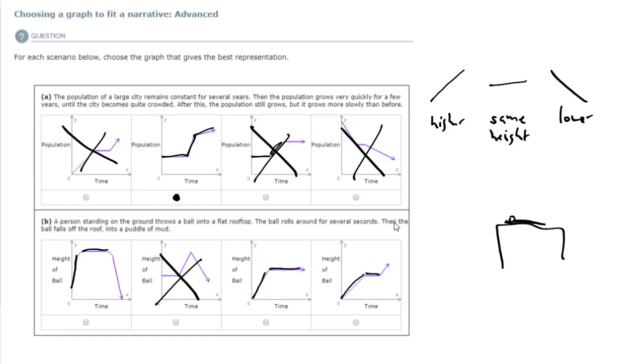Now the next sentence says, then the ball falls off the roof. So if the ball falls off the roof, that means that the height is going to get lower. So I should see the next part decreasing. If I look at this graph, it's still going in the same direction, so it can't be that one. This one is going higher, so it cannot be that one. This one is going down, so it has to be this one. So that'll be my answer choice for this problem right here. Let's look at another problem.